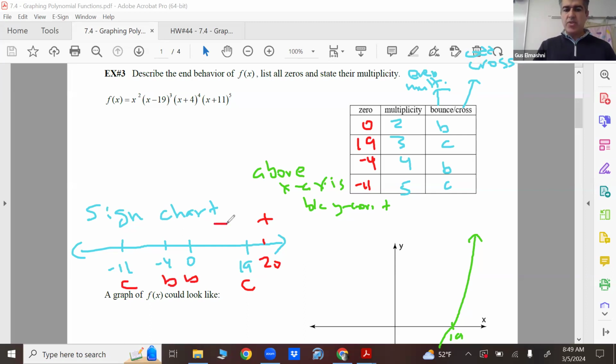So I see a sign change here, no sign change here, no sign change here, sign change there. Bounces don't cause sign changes. Crosses do. That's obvious because we visualize it. Or odd multiplicities cause sign change. Evens do not. Yet even multiplicity at 0, -4, but odd multiplicity at -11, 19. That's how the graph's going to look. Now, I'm going to do the graph.